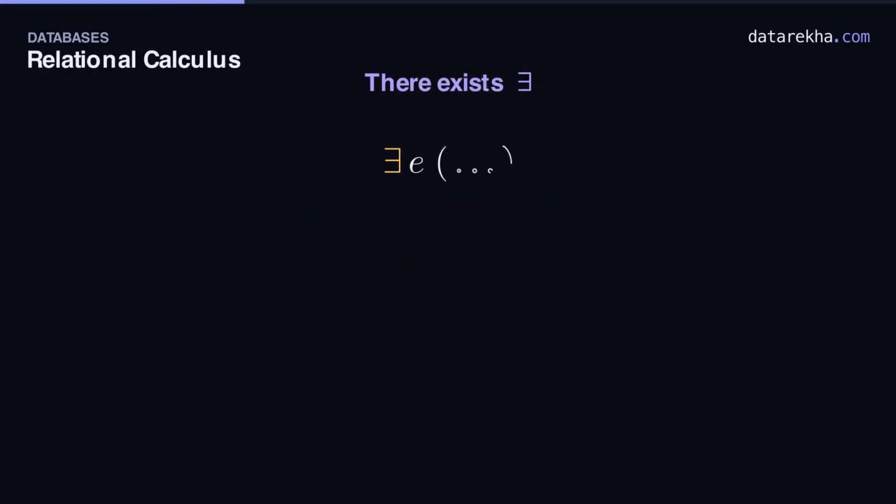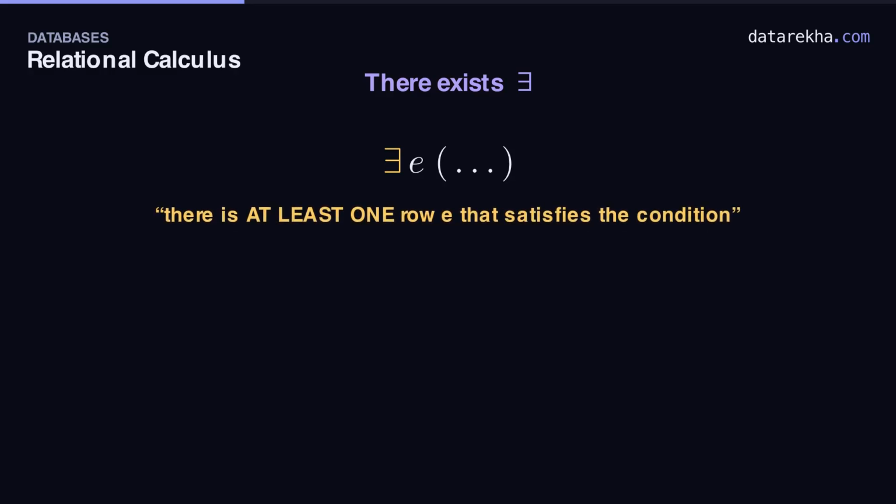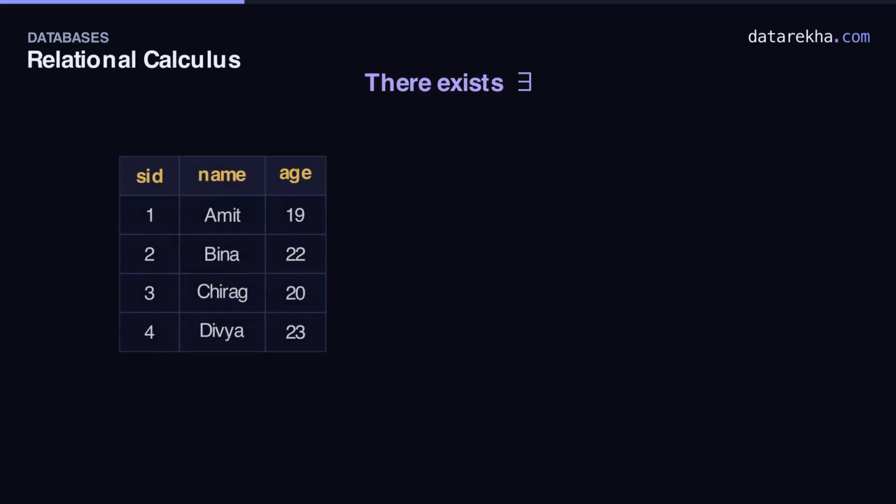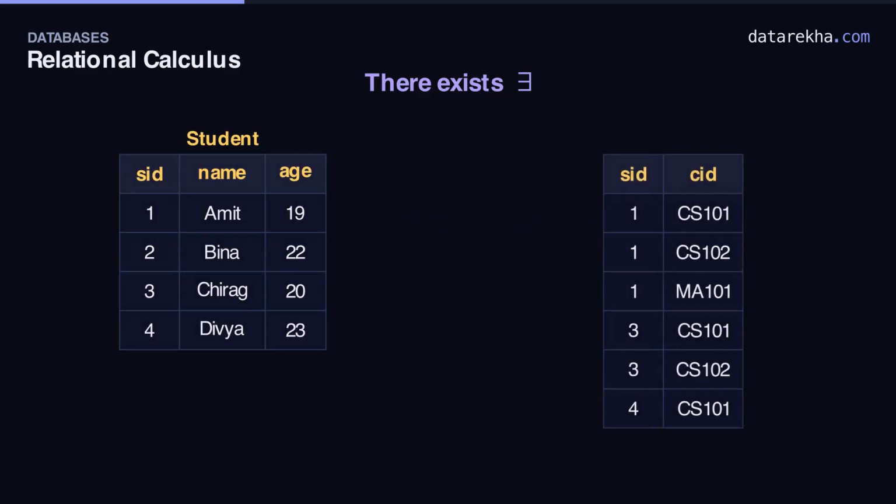A condition on one row only takes us so far. The real power comes from quantifiers, and the first is there exists, a back-to-front E. There exists E such that something is true. Here's a question that needs it. Which students are enrolled in something? Anything at all? On the left, the students. On the right, an enroll table listing who takes which course. In calculus, we write it like this.